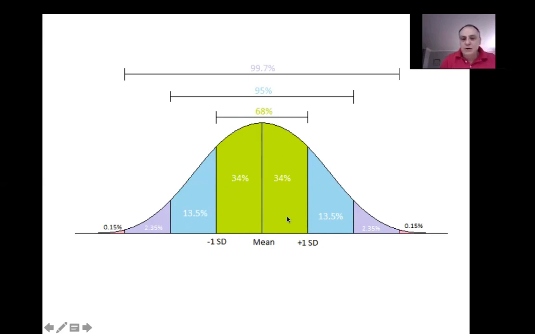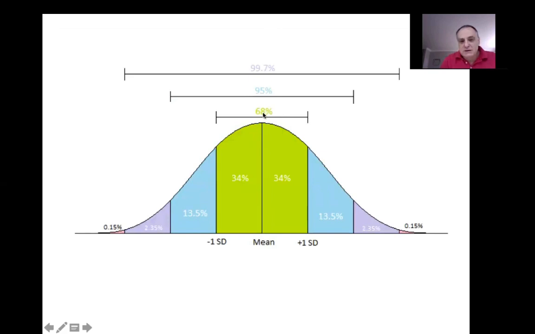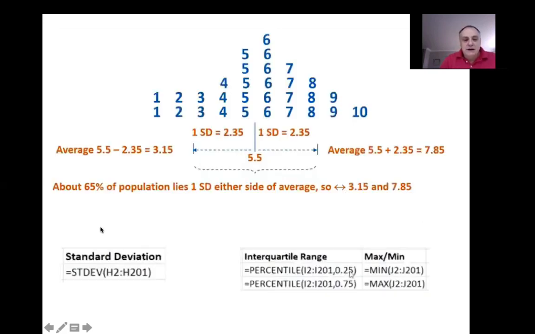We'll get to another one, which is your interquartile range, but we'll talk about that a little bit later. So if you have a look at this, about 65% of the population lies one standard deviation either side. Well, it's about 65%. Generally, it's known as 68%. But how do you calculate that standard deviation? You just take your data set and put in the formula, STDEV, and whatever the range is, and it calculates it for you.